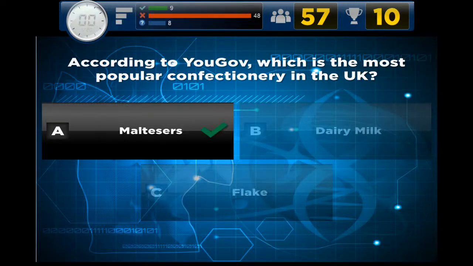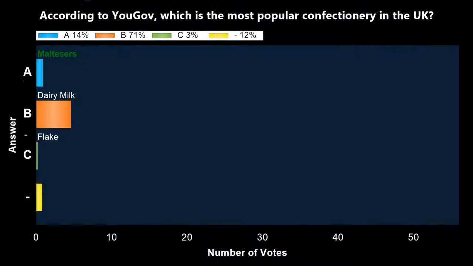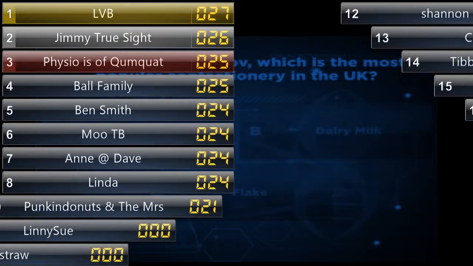And the answer is Maltesers. So Maltesers was the correct answer. How many people actually went for that? Only 9. Dairy Milk was the outright most popular choice with 46, and 2 with Flake.